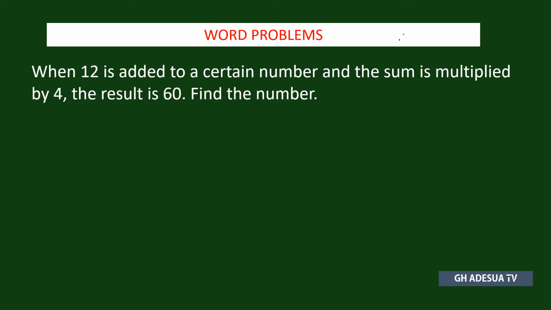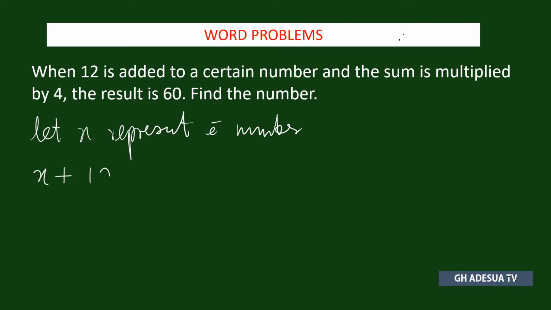Our first word problem. When 12 is added to a certain number and the sum is multiplied by 4, the result is 60. Find the number. So let x represent the number. Okay, so now the number is x. So when 12 is added to a certain number, so x will be there, and then 12 is added to that certain number x. And the sum is multiplied by 4.